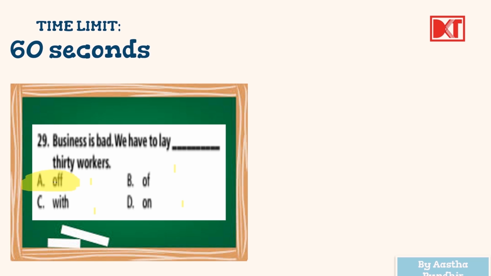Laying off is sort of firing these workers, letting them go, laying these workers off. Off talks about certain separation of something. So here lay off is a phrasal verb. Laying people off, that is firing them. Okay.